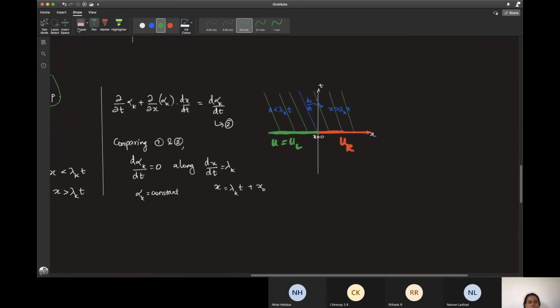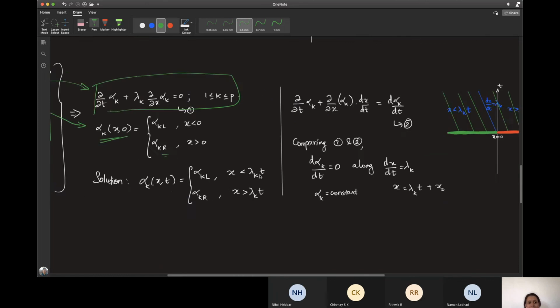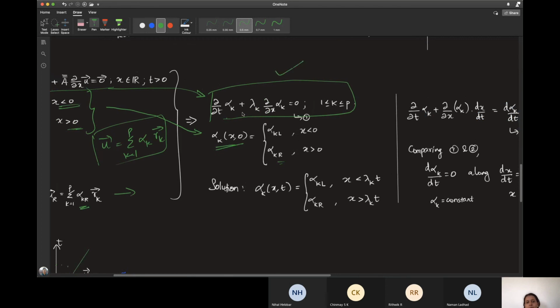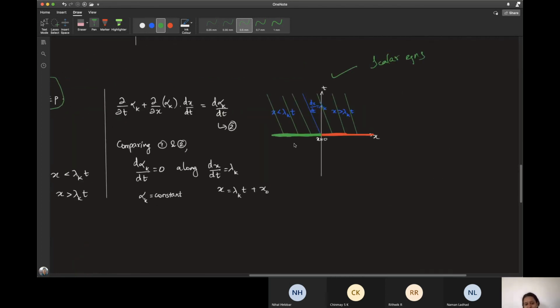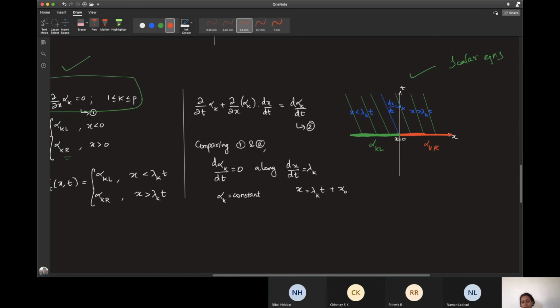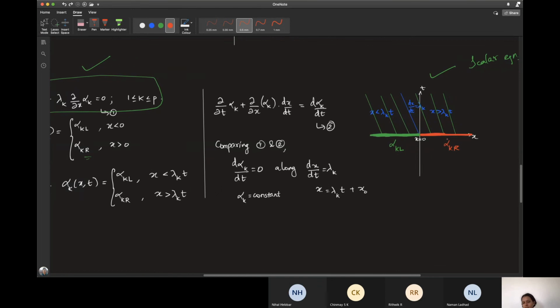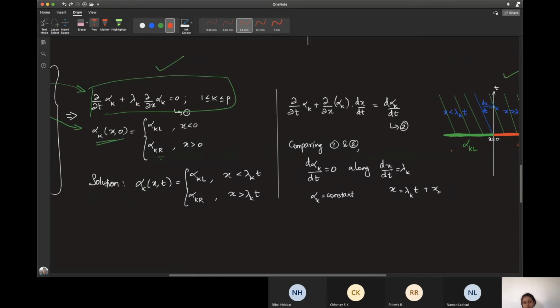This picture has in fact been drawn for the scalar case, a single scalar equation. I'm not drawing it for the whole system, it's for one scalar equation. I'll better write it as alpha KL and this is alpha KR. So now towards the left of x equals 0, you have alpha KL as the initial condition, and towards the right of x equals 0, you have alpha KR.